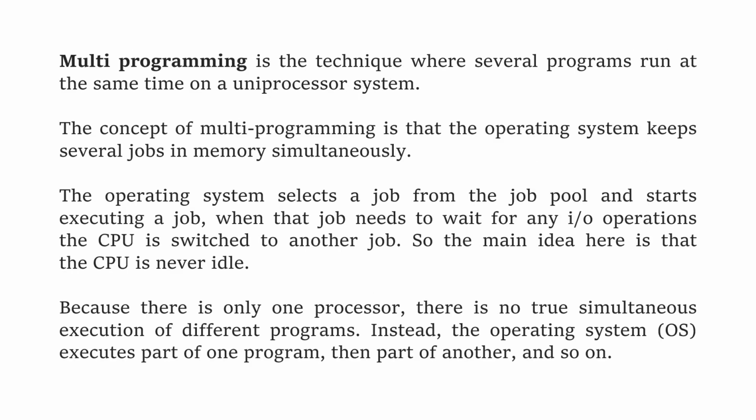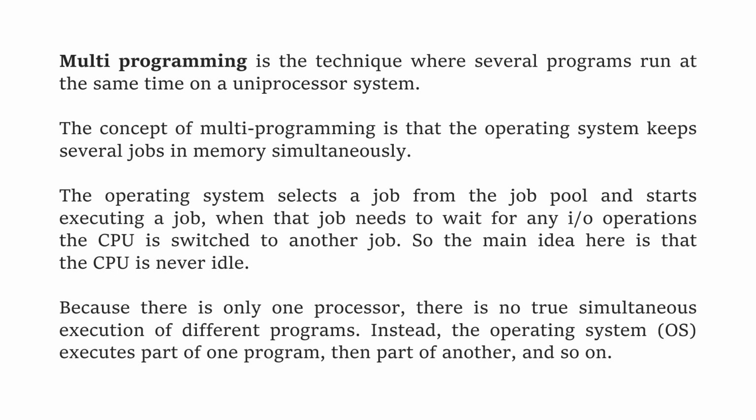Then moving on to multiprogramming, this is a technique where several programs are run at the same time in a multiprocessing system. The concept of multiprogramming is that the operating system keeps several jobs in memory simultaneously. Here the operating system selects a job from the job pool and starts executing it. When that job needs to wait for an IO operation, the CPU can be switched to another job. So the main idea behind multiprogramming is that the CPU is never idle. That is, if a job waits for an IO operation, then the CPU moves on to execute part of the other job.